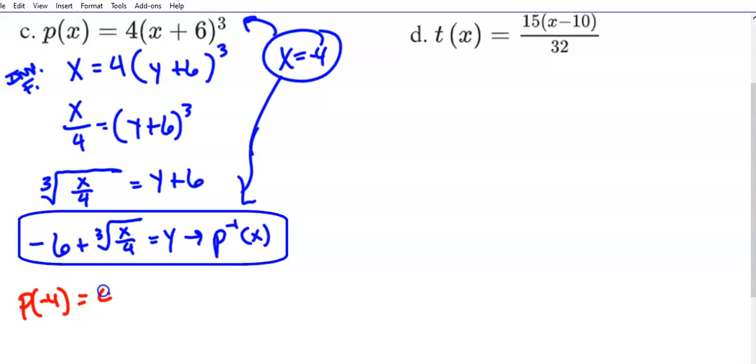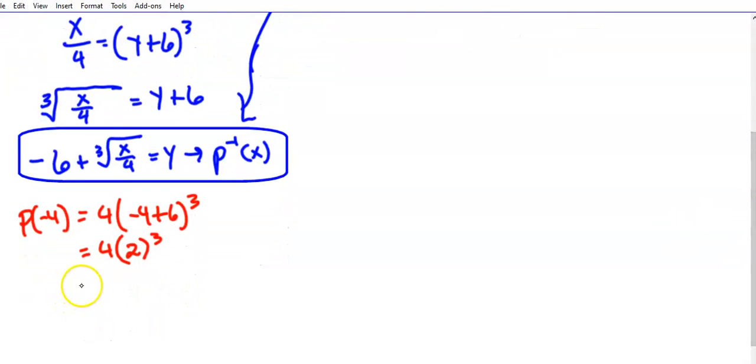And that's going to equal 4 times negative 4 plus 6, cubed. Solving this, negative 4 plus 6 is 2. So that's going to equal 4 times 2 cubed, which is 8. So p of negative 4 is equal to 32. Now, if we put 32 into our inverse equation, we should get negative 4 if we did it right. So let's give this a shot.